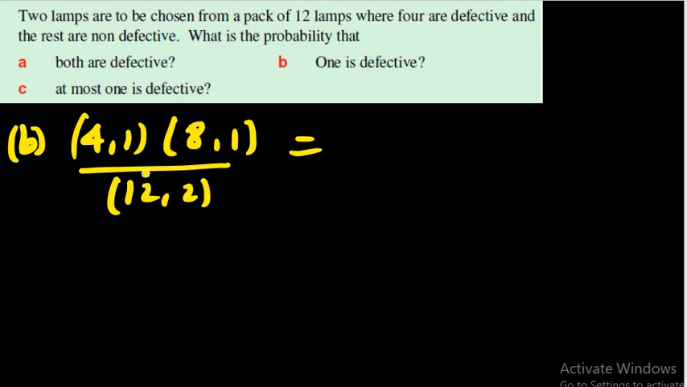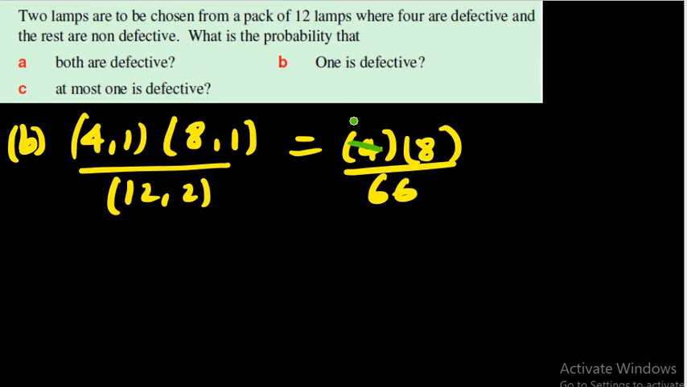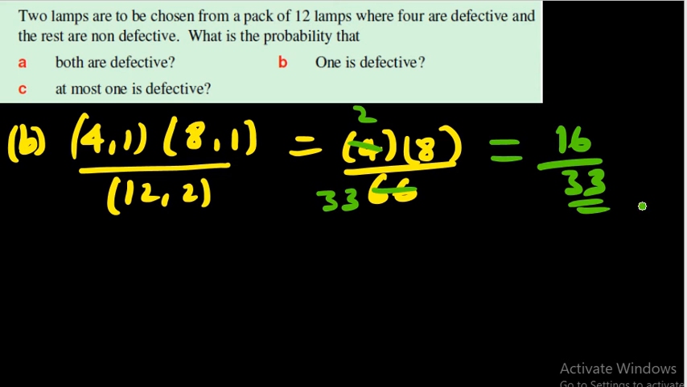So this is going to be 4 combination 1, which is 4, and 8 combination 1, which is 8, divided by 12 combination 2, which we did already, that is 66. We can simplify here by 2: 32 over 66 becomes 16 over 33. We cannot simplify further. That's going to be the probability.